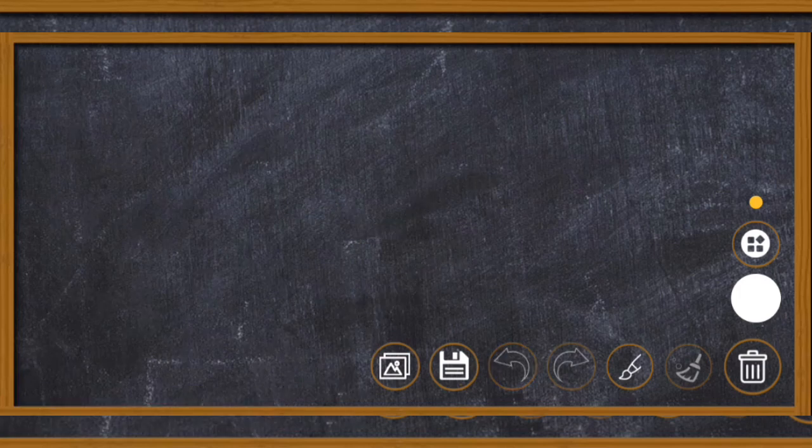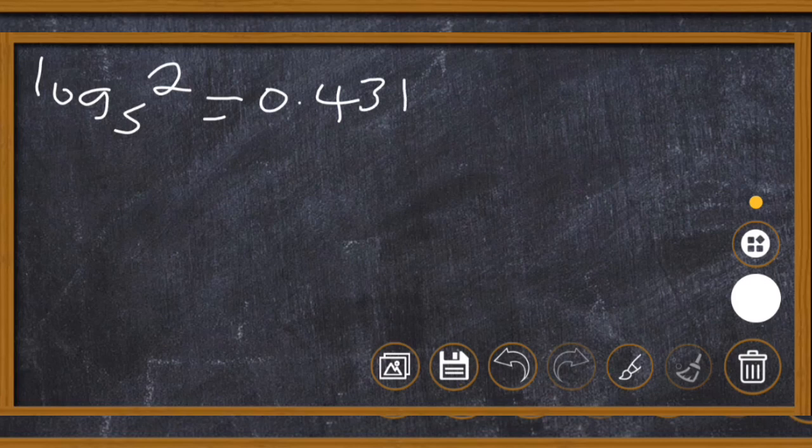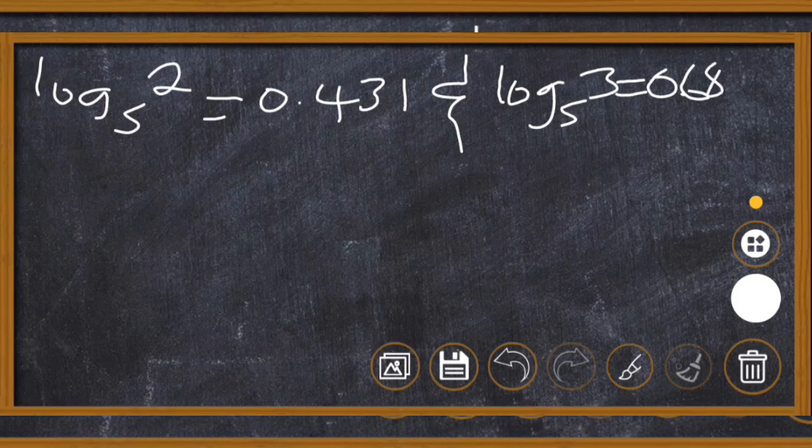Now let's say you have been given certain values. Let's say you have been given that log base 5 of 2 equals 0.431, and also log base 5 of 3 equals 0.683. How can you apply this when you have been given different logs? Let's say you have been asked to find the value of log base 5 of 6.